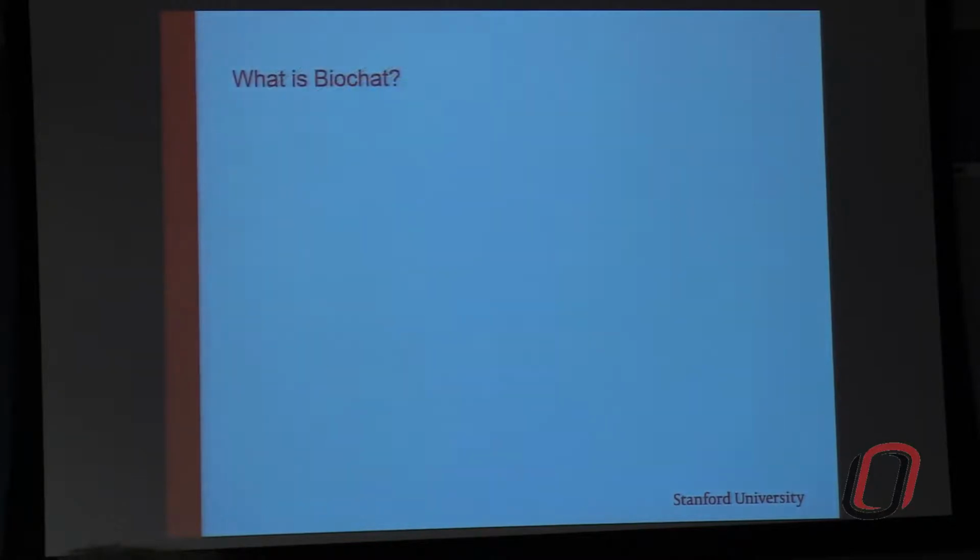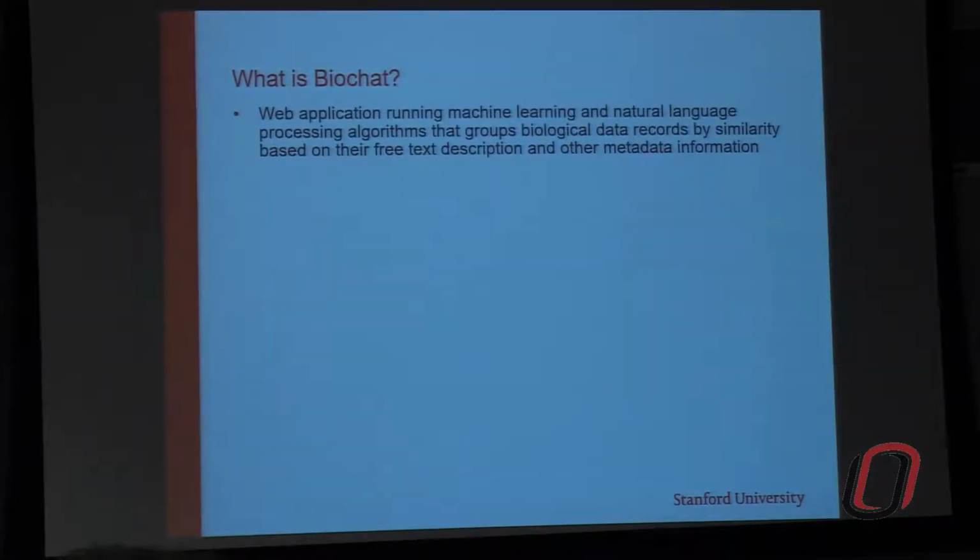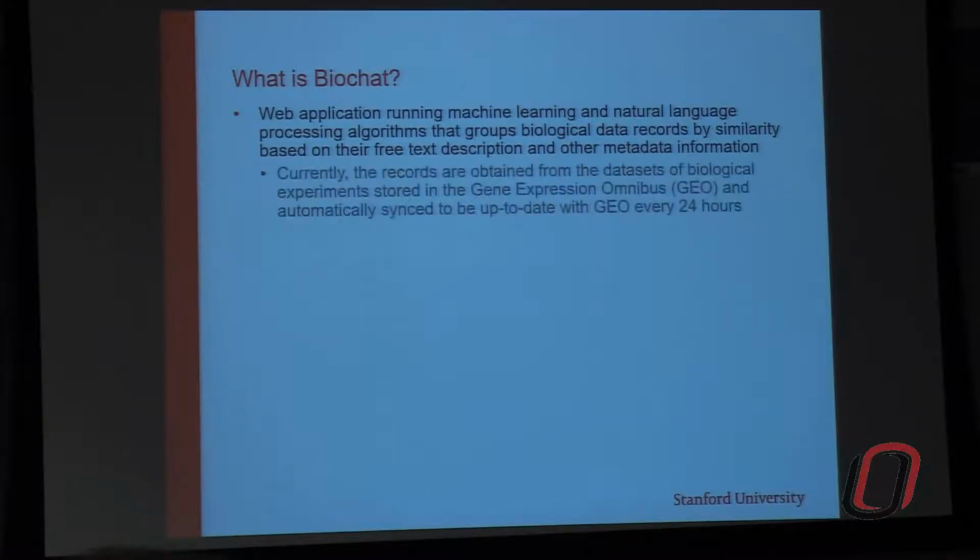So now, starting to get a little bit into the details. Again, we kind of covered this. This is a web application, right? It runs a variety of machine learning and natural language processing algorithms that, at the end of the day, group the biological data records by this or that similarity method based on their free text description and other metadata information. Currently, this data is coming from the Gene Expression Omnibus.